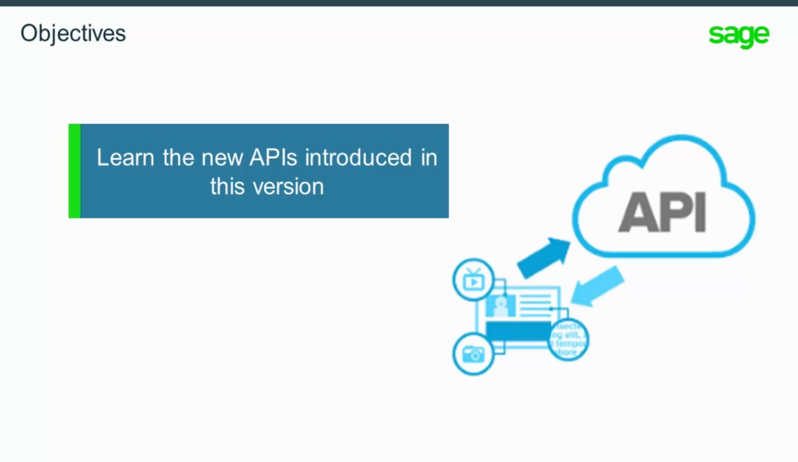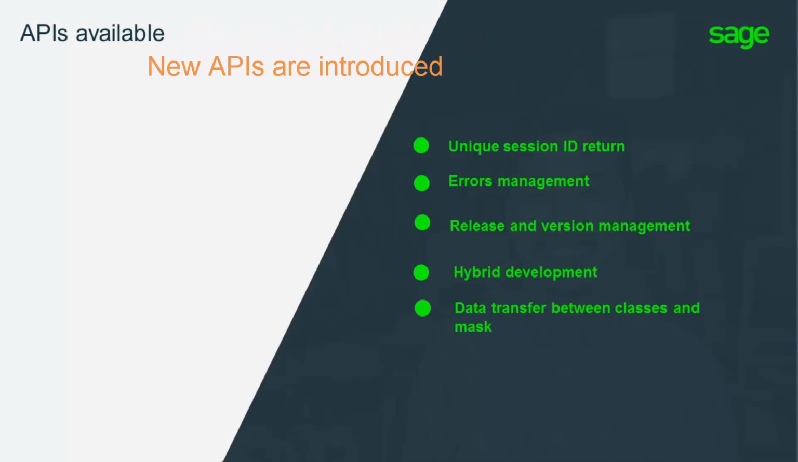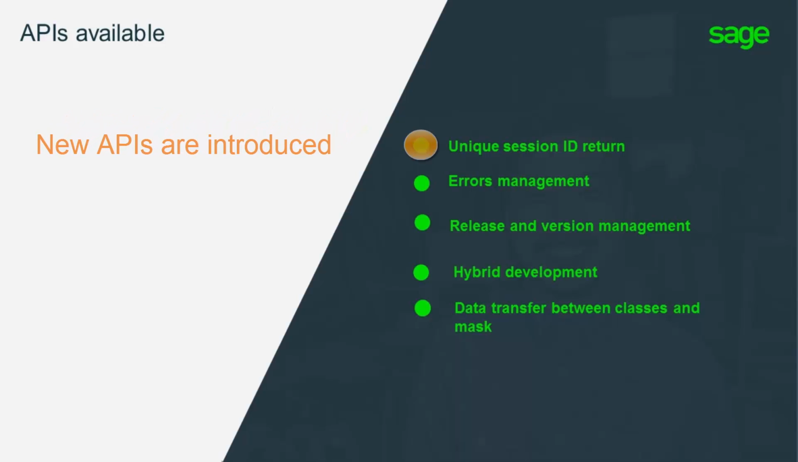When software evolves to adapt to more modern technology, the current coding of the various functions should also be updated. APIs are sets of subroutine definitions, protocols, and tools which allow other applications to communicate with each other. The following are the APIs introduced in this version: Unique X3 Session Identifier, Error Handling, New Management of Release and Version, Hybrid Development, the interoperability between Aetna and Classic Code, and Data Transfer between Classes and Masks.